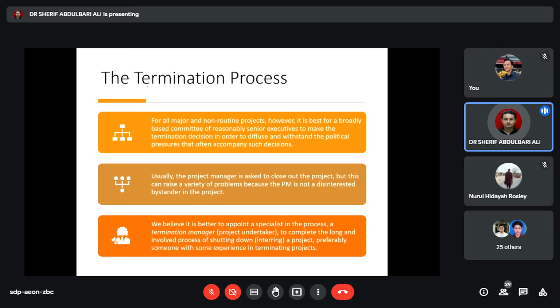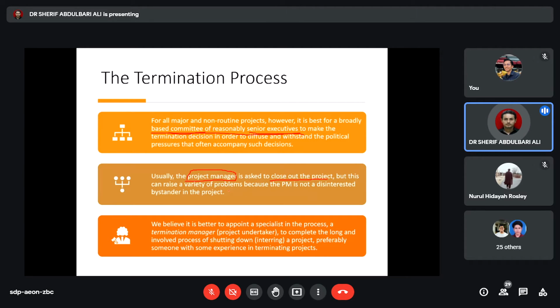The termination process, when it's happening, the routine for terminating projects comes from a committee or is the responsibility of the senior executive. It's not by the project manager. So this means the decision of terminating a project came from the senior executive or from the committee. But usually the project manager will be asked to close out the project. So the one executing is the manager, but the decision does not come from the project manager.